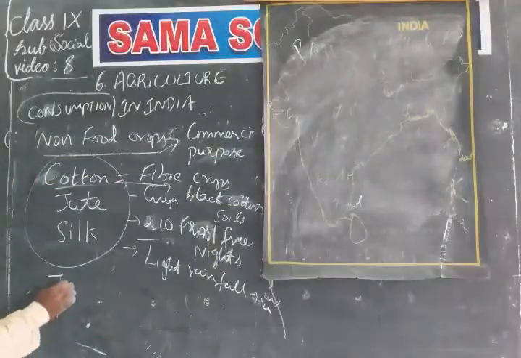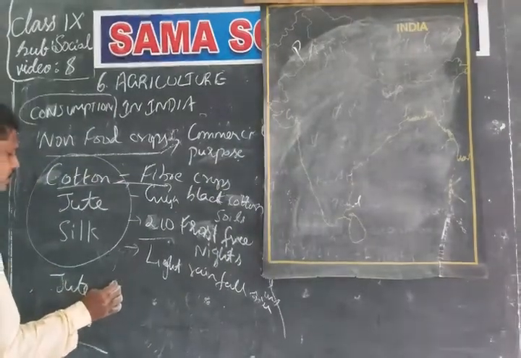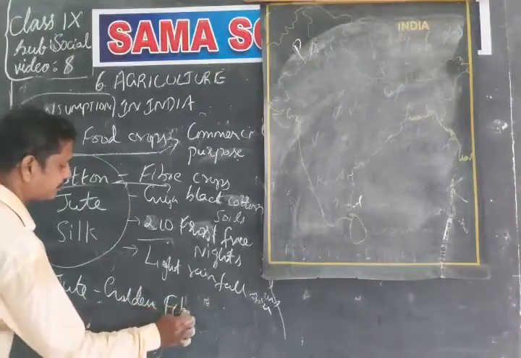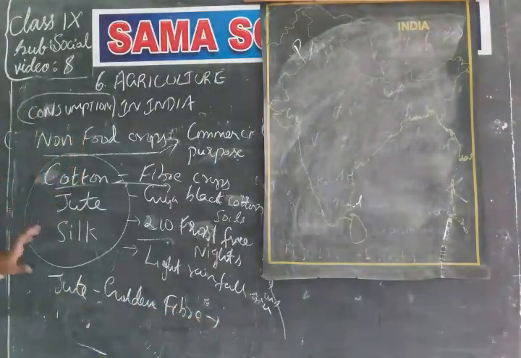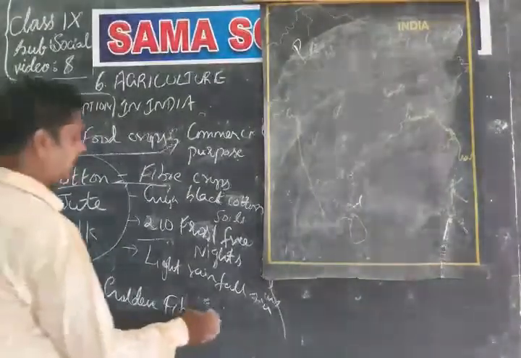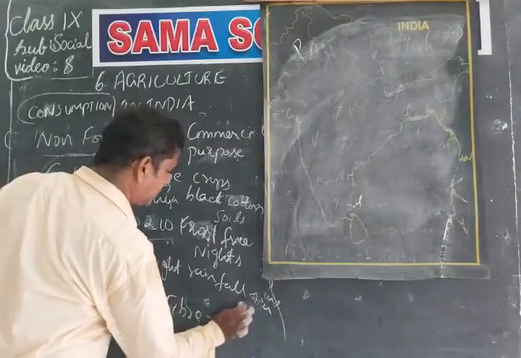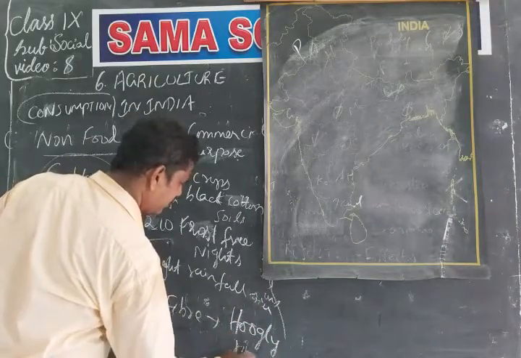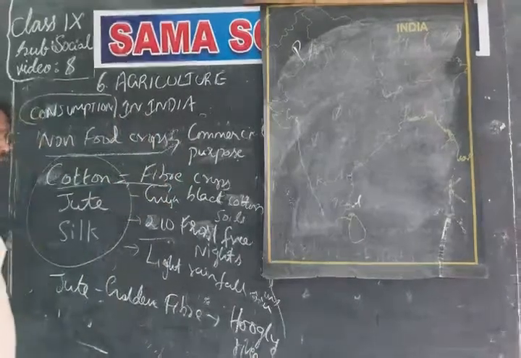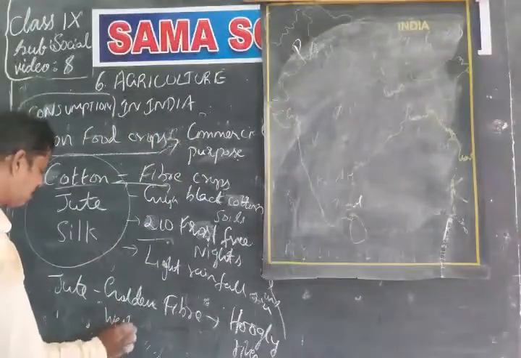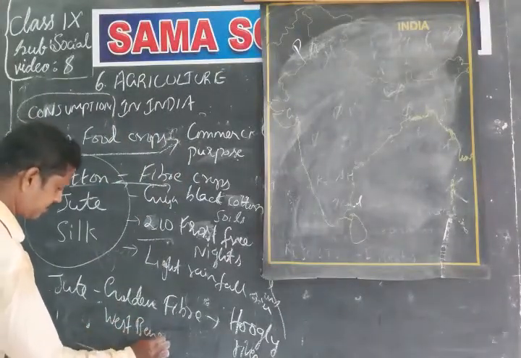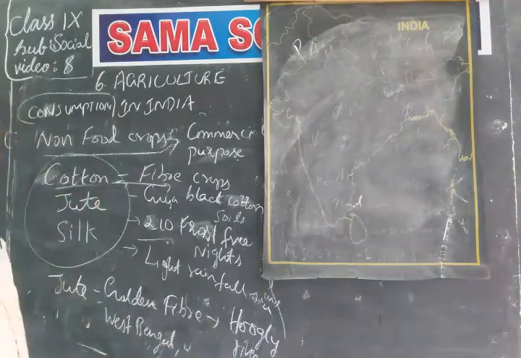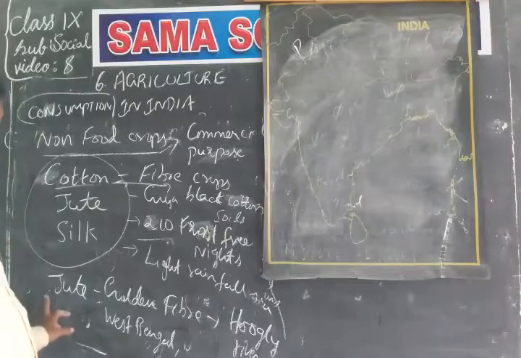Jute is known as the golden fiber. Okay, children, this jute is mostly available in the hinterland of the Hooghly region. Where is the Hooghly river? It is a tributary of the Ganga river. It flows through West Bengal and Bangladesh. Of course, Bangladesh is not our country. So West Bengal is the major producer of the jute crop.